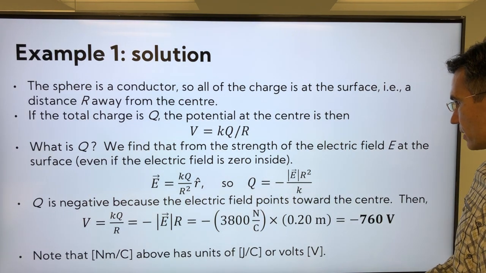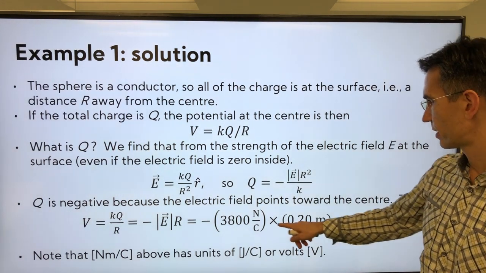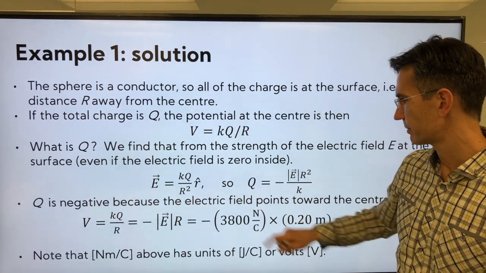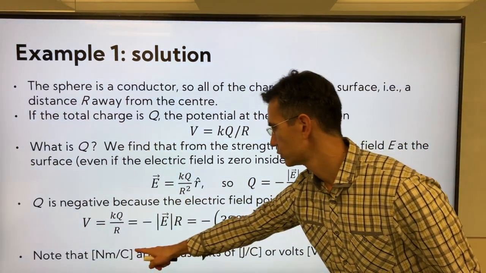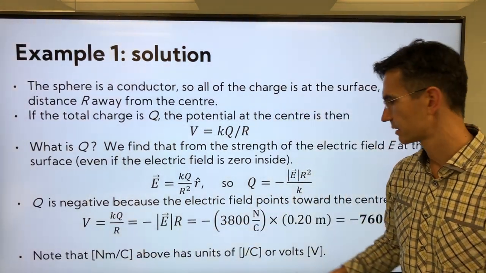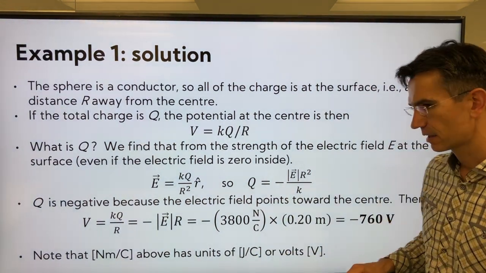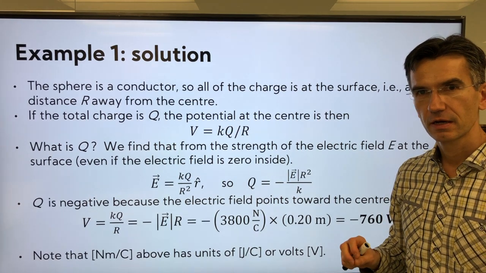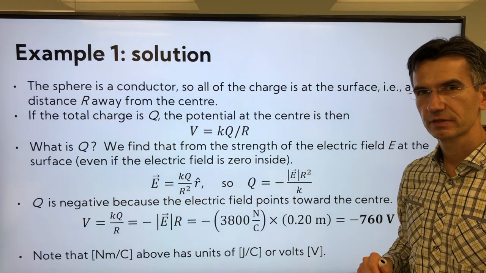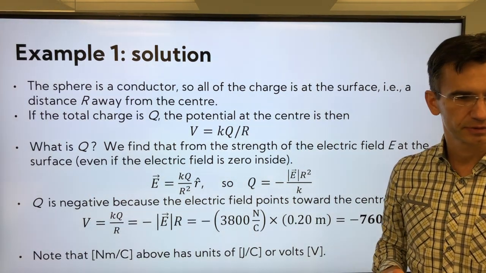And so I've obtained volts from newtons times meters divided by coulomb, realizing that a newton meter is a joule, and a joule per coulomb is a volt. So again, as I've mentioned before, dimensional analysis is important in verifying that a problem is correctly solved.